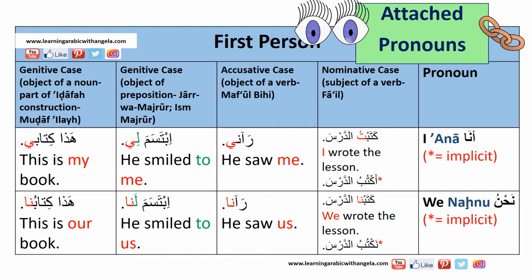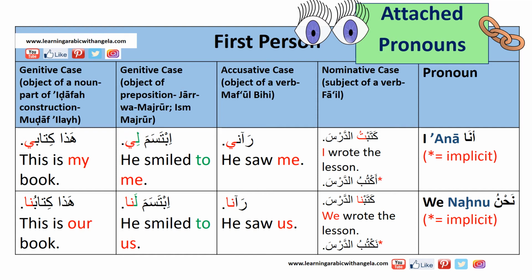Let's move on to نحن, which is we. كتبنا الدرس, we wrote the lesson. So over here the na is the subject of the verb in the nominative case. نكتب الدرس, we write the lesson. Over here the pronoun is implicit, so we cannot see it, but we can deduce it from the context. نكتب الدرس.